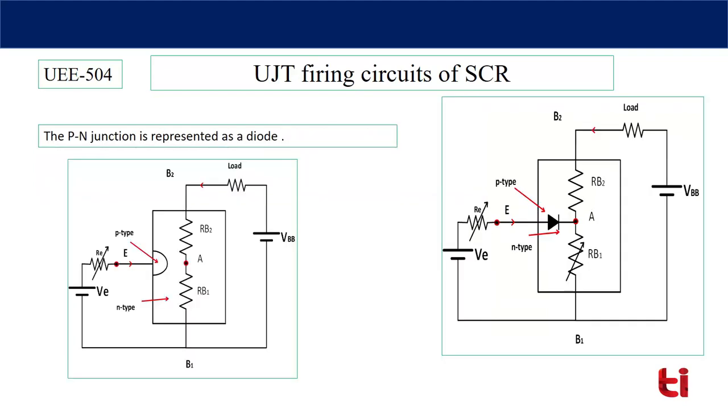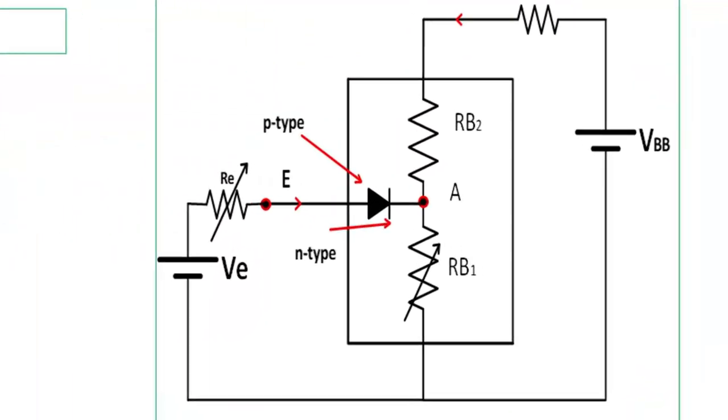Now in the circuit you can see the PN junction is represented by a diode. That P-type doped material is shown as anode and the N-type base is shown as cathode. The rest of the circuit remains the same. RB1 is shown as a variable resistance.